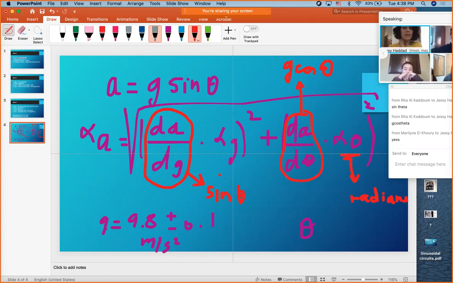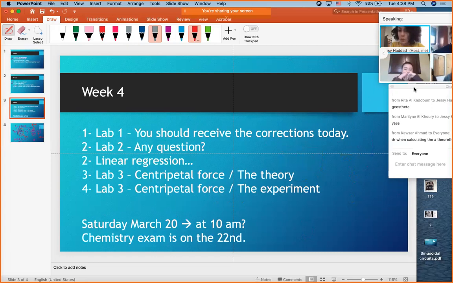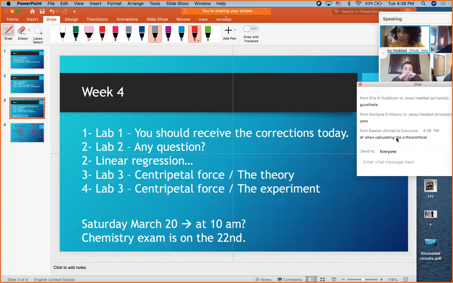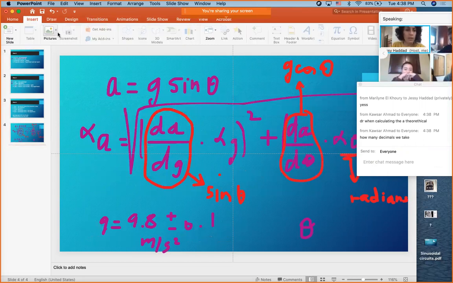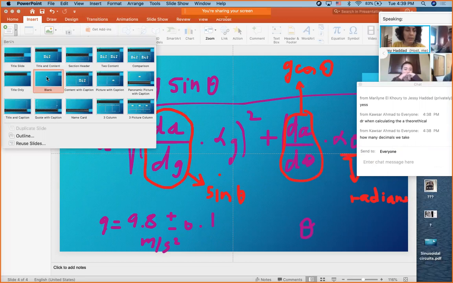All right. Now I'm gonna ask everybody else any question related to lab 2. When calculating the A theoretical, yes, Kausar, what's wrong? How many decimals do we take? It depends on A. Let me open a new slide.